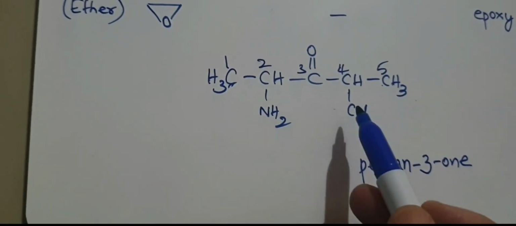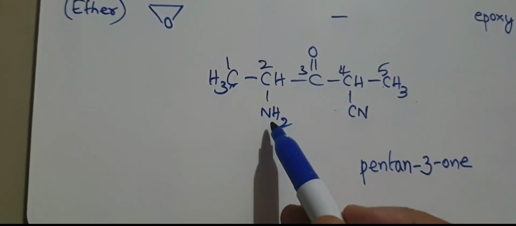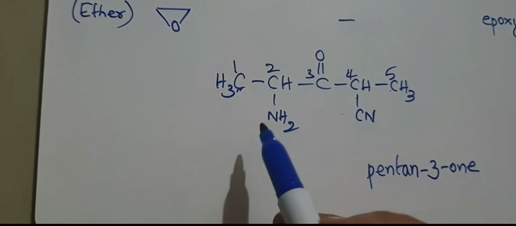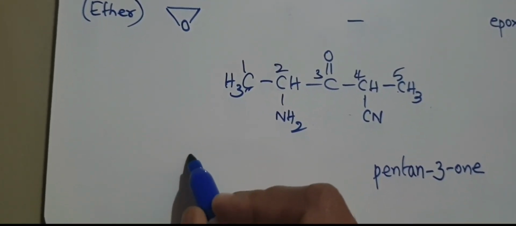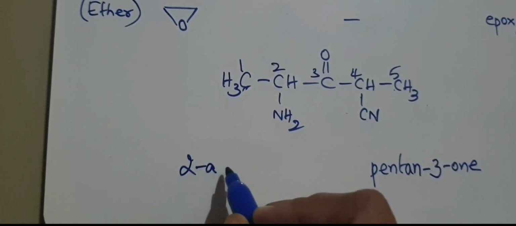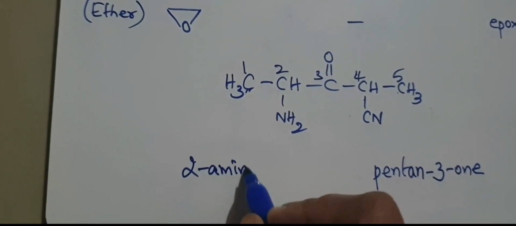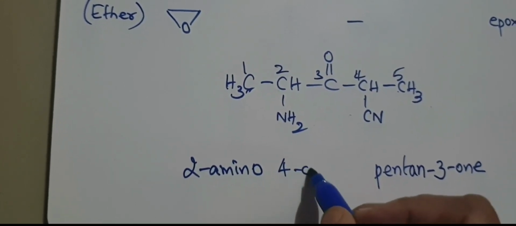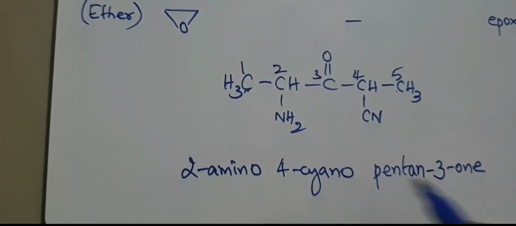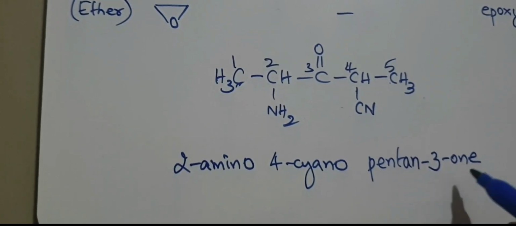And what are the substituents present? Amino and cyano. Amino is present at 2, and since A comes first, we write 2-amino-4-cyanopentan-3-one.